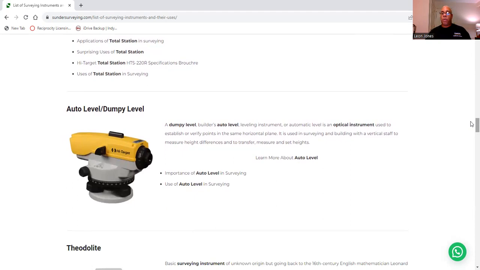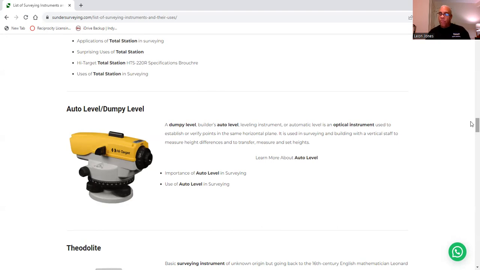Now, something else that's very popular is the auto level or the dumpy level. Basically, this instrument is used by builders. It's a leveling instrument or automatic level. It's basically an optical instrument used to establish or verify points in the same horizontal plane. It is used in surveying and building with a vertical staff to measure height distances and to transfer, measure, and set heights.